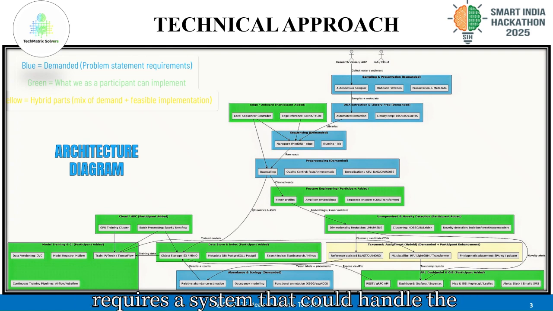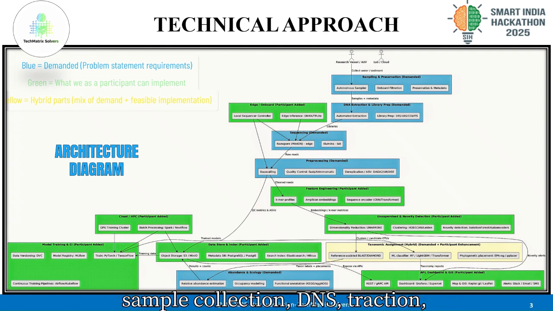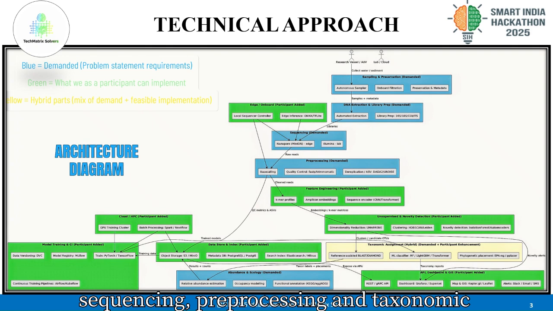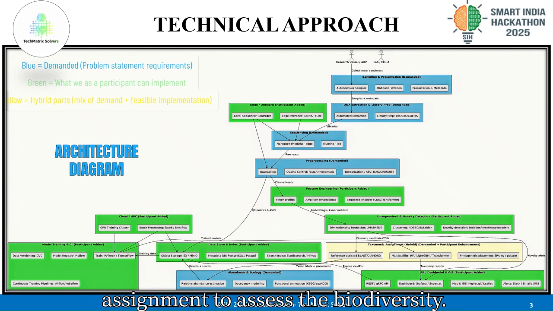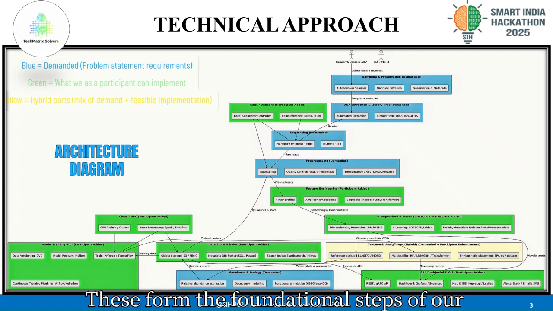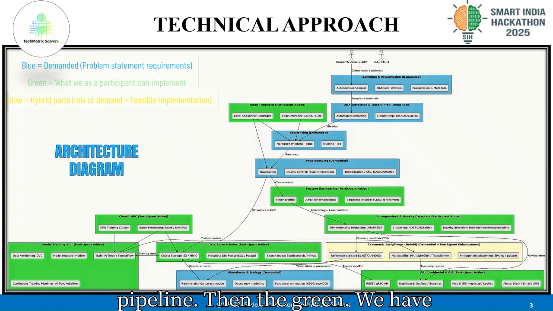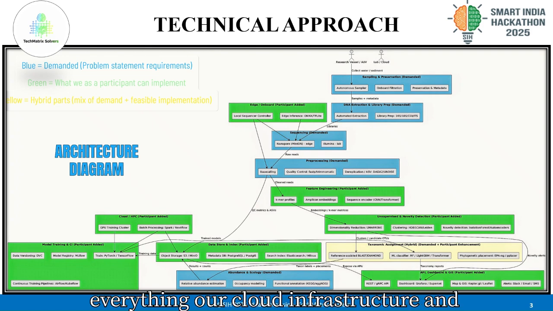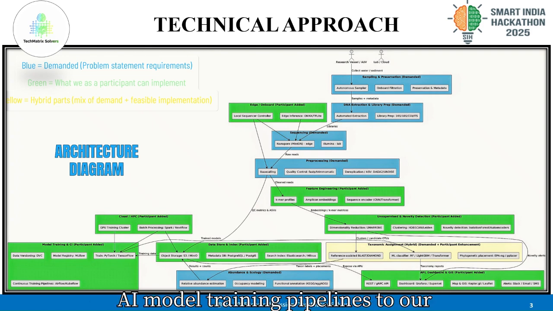The problem statement requires a system that could handle sample collection, DNA extraction, sequencing, pre-processing, and taxonomic assignment to assess the biodiversity. These form the foundational steps of our pipeline. Then the green: we have enhanced this foundation with advanced technology. This includes everything from our cloud infrastructure and AI model training pipelines to our interactive dashboard and real-time system.